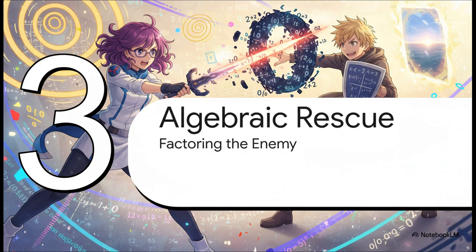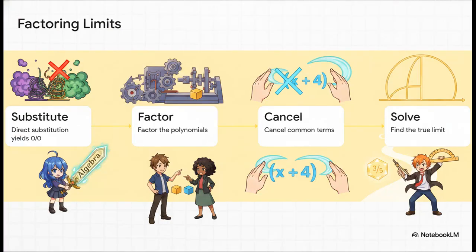Section 3, Algebraic Rescue. Factoring the enemy. Now, what do we do when shrinking that interval plunges us straight into the 0 over 0 glitch right from the start? Let's look at the limit as x approaches negative 4 of the polynomial x squared plus 3x minus 4, all divided by x squared plus 5x plus 4. Step 1, direct substitution gives us 0 in the numerator and 0 in the denominator. Boom, the trap.